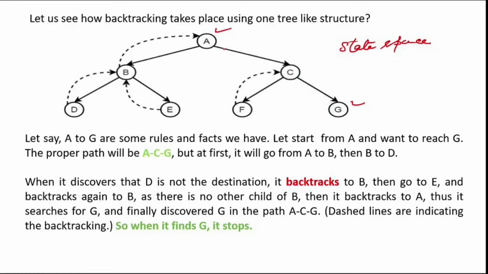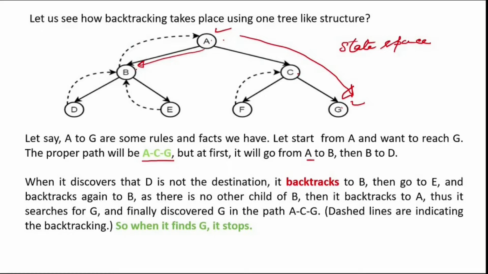But backtrack, guys, how will it work? The actual solution, the proper path, is ACG. That is our actual path, the solution of this problem. Let us assume that. So what will backtrack do? It will start from A and then go to B, with a recursive call. No iterative thing, a recursive call.